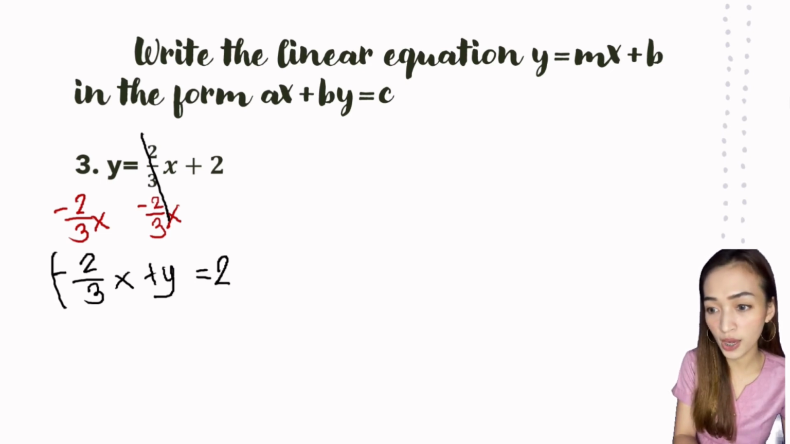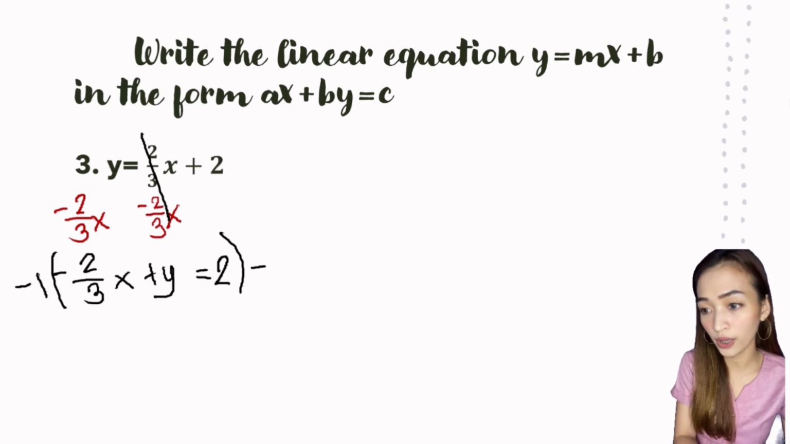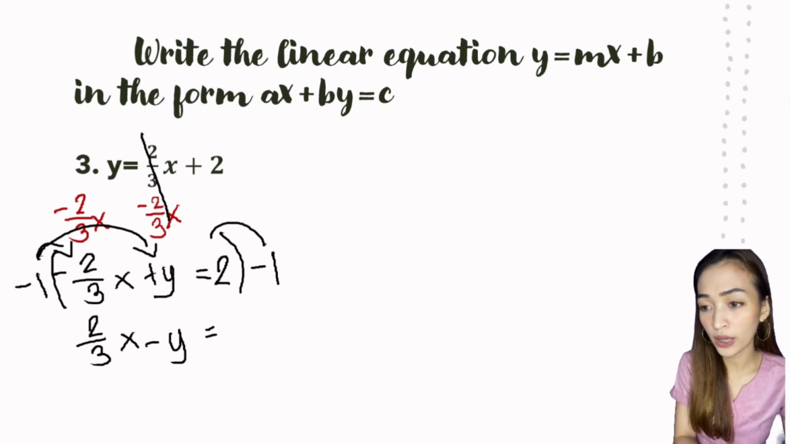So, x should be positive. So, what we're going to do is multiply this by negative 1. So, negative 1 times negative 2 over 3x is 2 over 3x. And then negative 1 times y is negative y equals negative 1 times 2 is negative 2. Now, we need to change this fraction to a whole number.